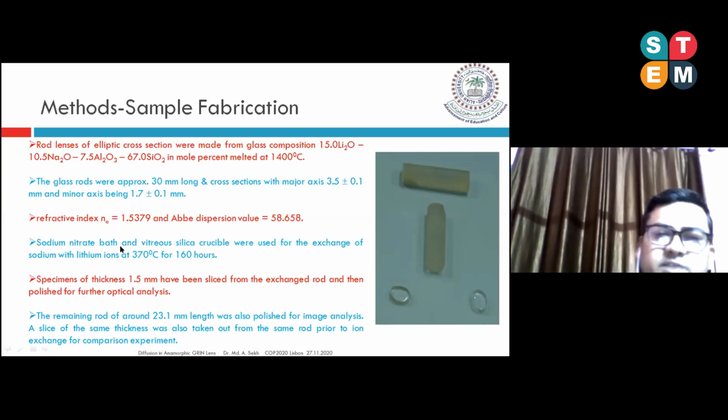Now, a sodium nitrate bath is used for the exchange. The glass is kept in the sodium nitrate bath for certain hours. For this example, we have taken a temperature of 370 degrees, which is near about the glass transition temperature of our system plus 10, and an exchange duration of 160 hours. After that, we made different slices of 1.5 millimeter thickness, and the remaining glass was made ready for other experimental testing.